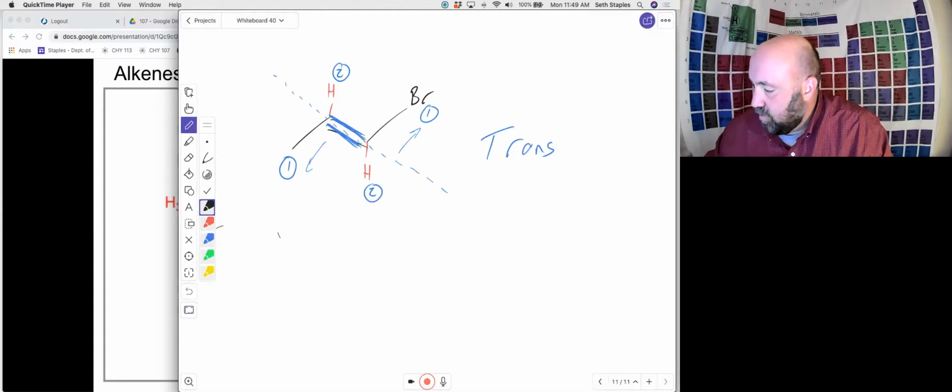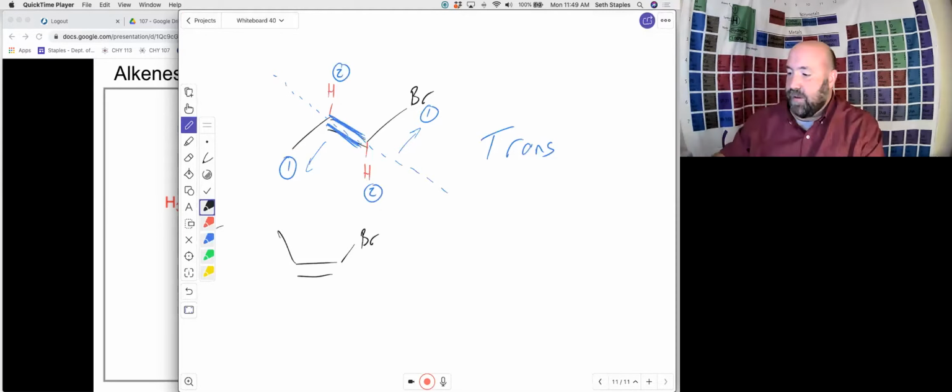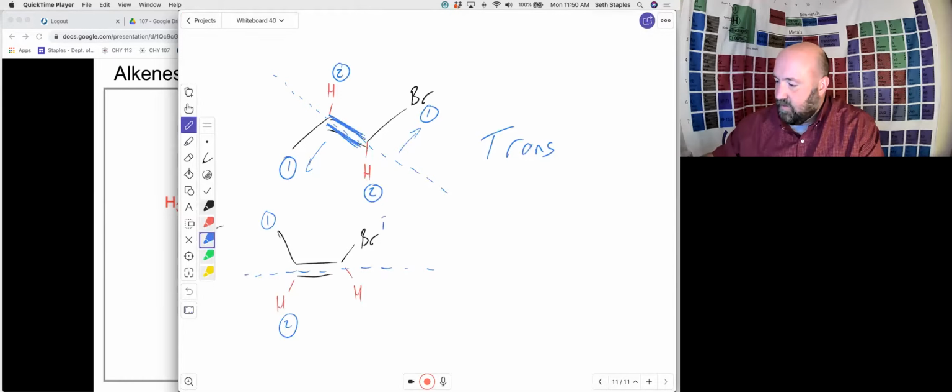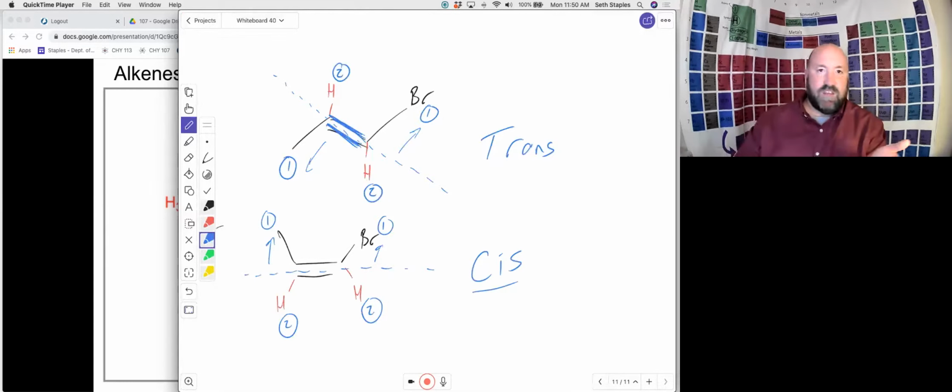As opposed to this compound, where we would go through the same sort of analysis. Writing in your H's sometimes helps with these. Here's the plane of our double bond. We rank things on the carbon. We see that this is more important than this, and this is more important than this. Now we see that the more important things are on the same side of the double bond, and so this gets the cis designation.